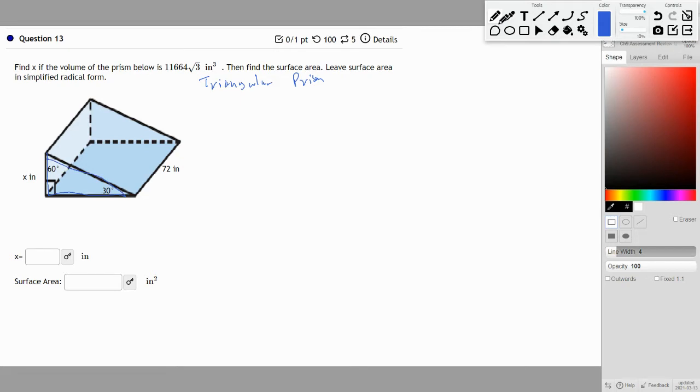So to find the volume of this, remember it's going to be area of base times the height of the prism. The height is equal to 72. The volume is already given to us, and that's equal to 11,664 root 3. And then for the base, it's a triangle, right? So it's 1/2 times base times height.